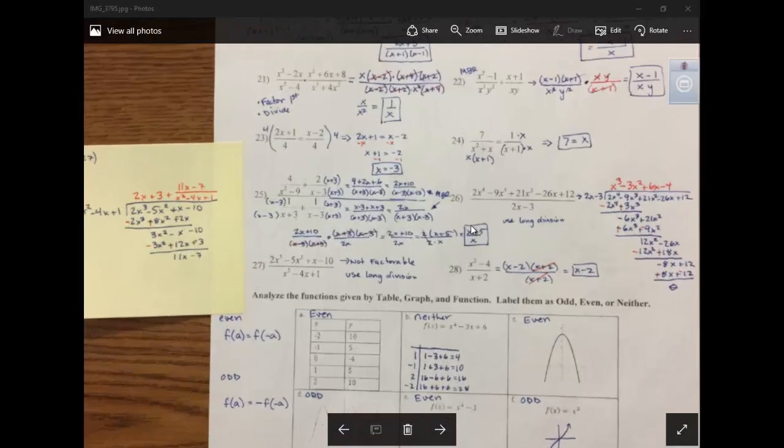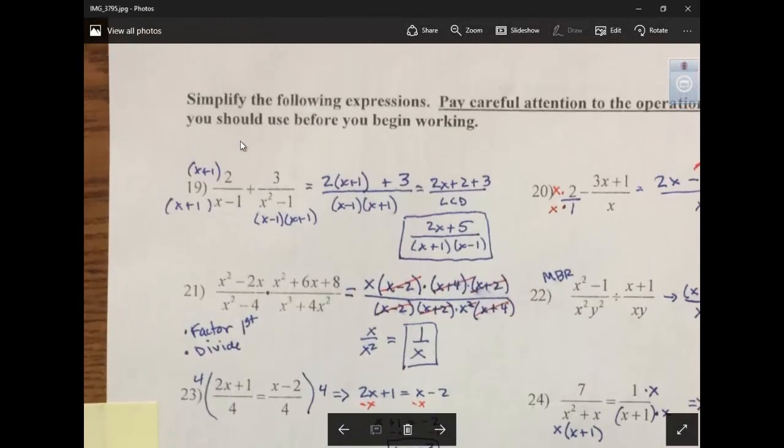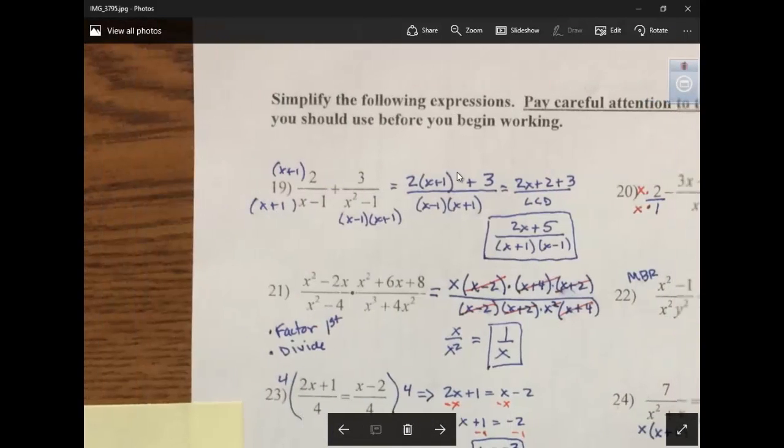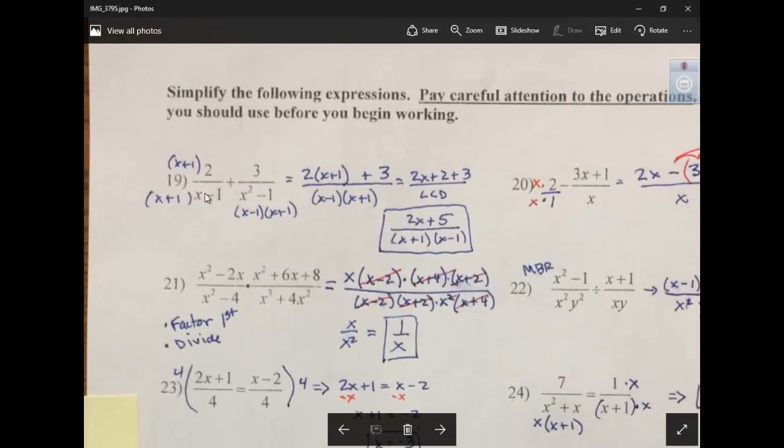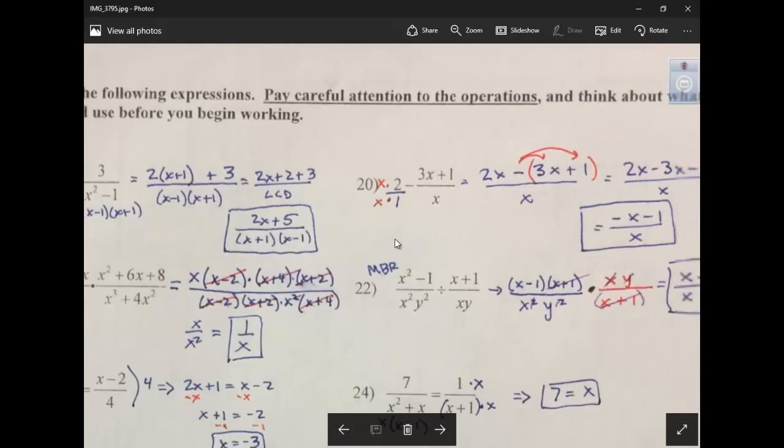All right, so on this page, let's zoom in. We have question number 19. It says simplify the rational expressions and pay attention to the operation. Okay. So here, since the denominators are different, I went ahead and factored. So this is x minus 1 times x plus 1. What this denominator is missing is the x plus 1, so just multiply it to the top as well. And so now we have 2 times the numerator, and then we have 3. We didn't have to change this one. So now what you do is you put it over the LCD and then distribute and combine like terms. And so that's the answer that I got for question number 19.